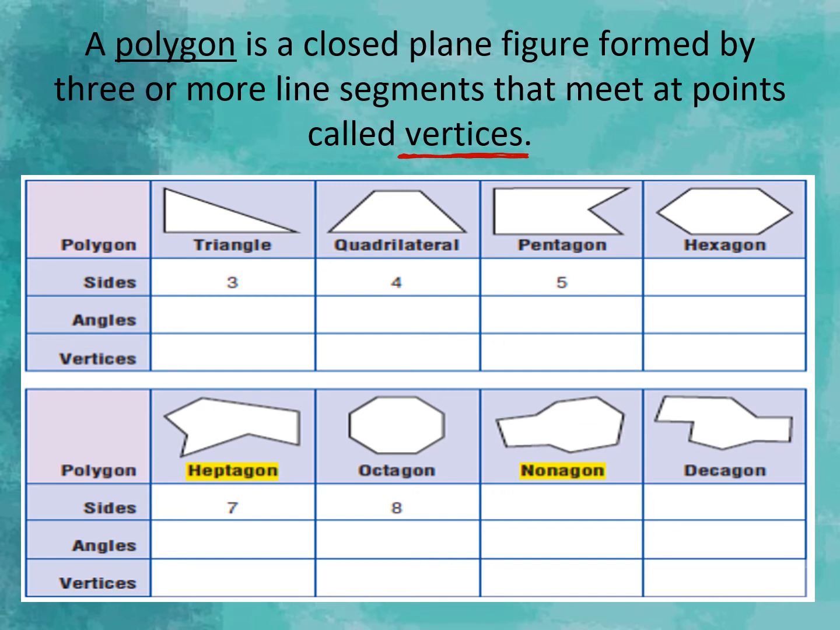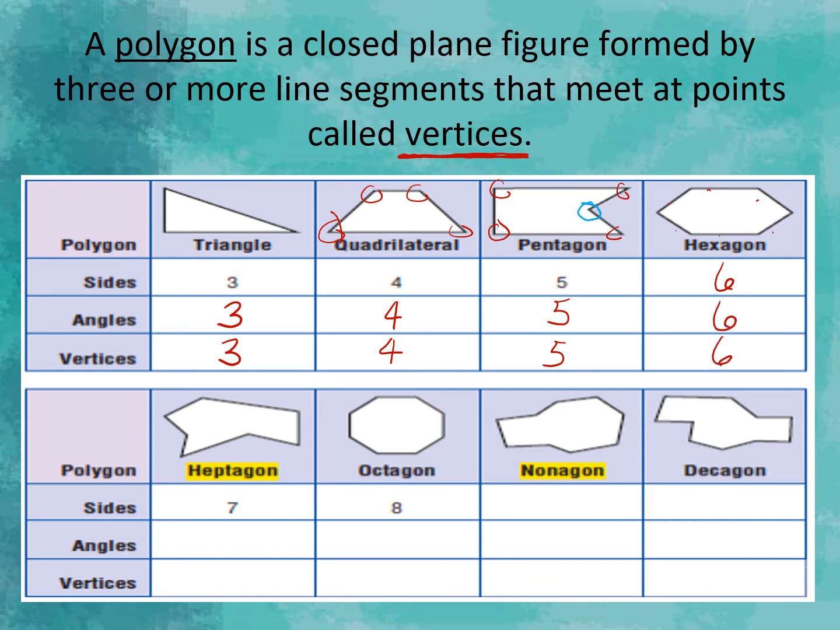So a triangle has 3 sides. It also has 3 angles or 3 vertices. A quadrilateral has 4 sides. It also has 4 angles or 4 vertices. A pentagon has 5 sides and 5 angles. Now notice this angle here is a little different. It's kind of reversed. It's an exterior angle, but it does have 5 angles or 5 vertices. This hexagon has 6 sides, 1, 2, 3, 4, 5, 6. So it has 6 angles or 6 vertices.